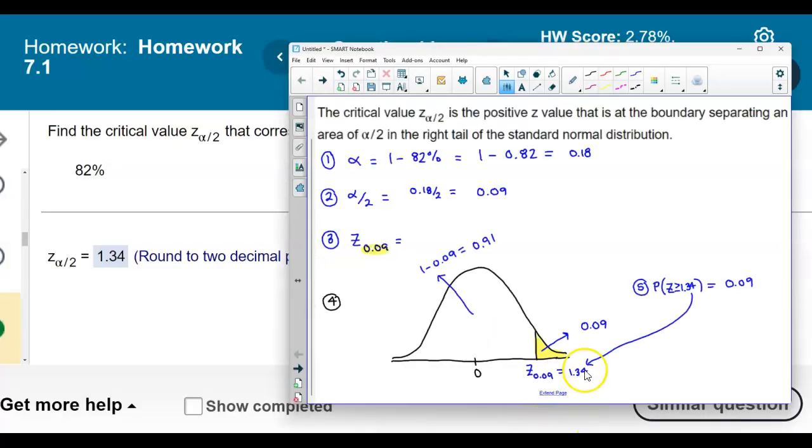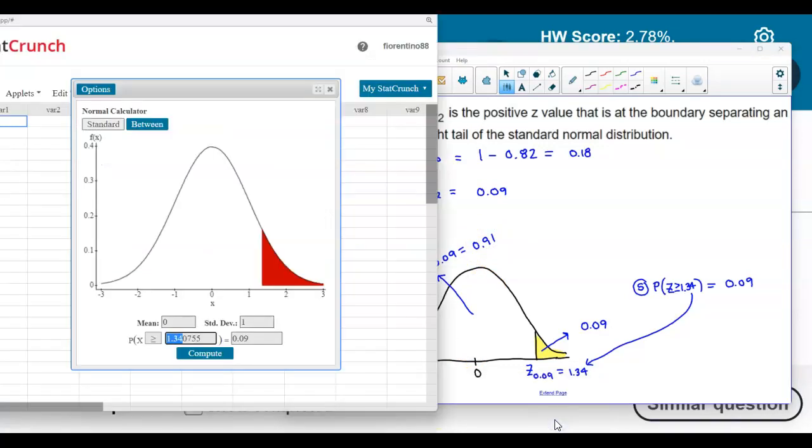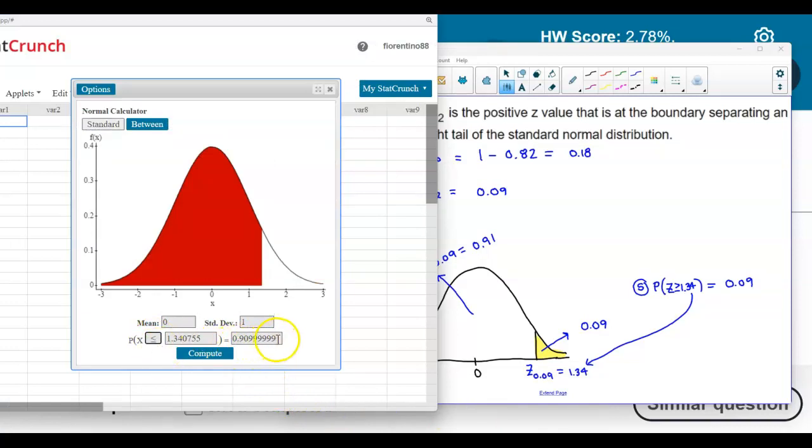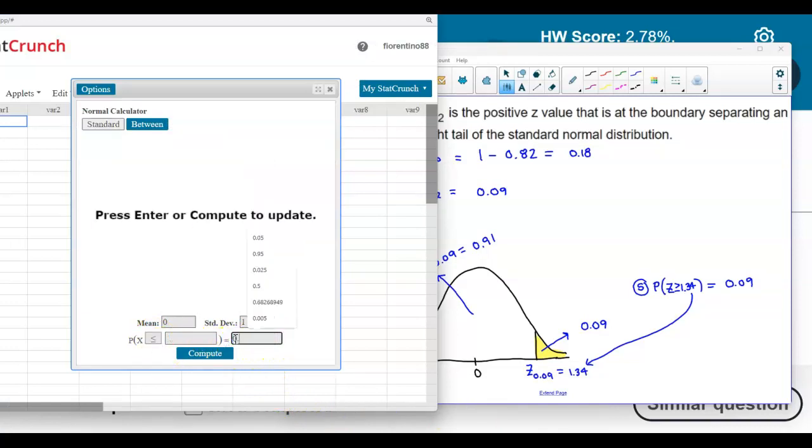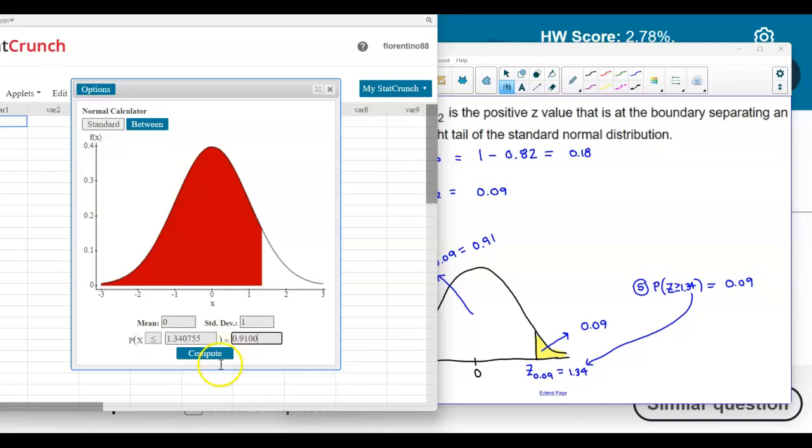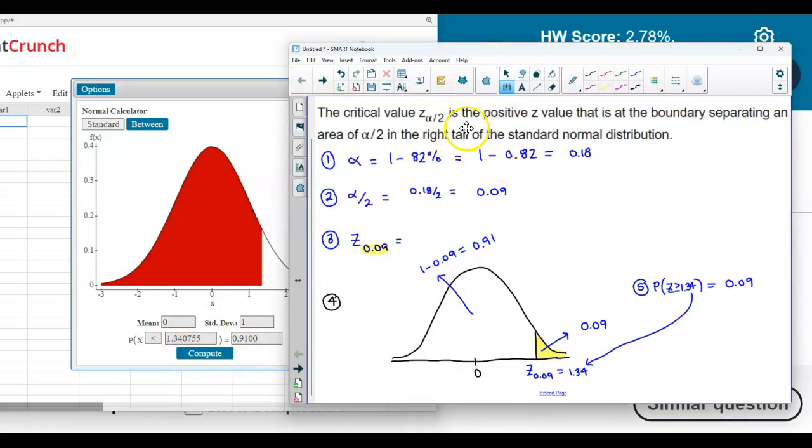Again, just to verify that, we could have put in the area to the left, which is 0.91. But in order to do that, we would have to change this inequality to less than. And then if we put in 0.9100, we would get 1.34. But in this case, remember that the critical value is the positive z value that is a boundary separating an area of alpha divided by 2 in the right tail of the standard normal distribution.